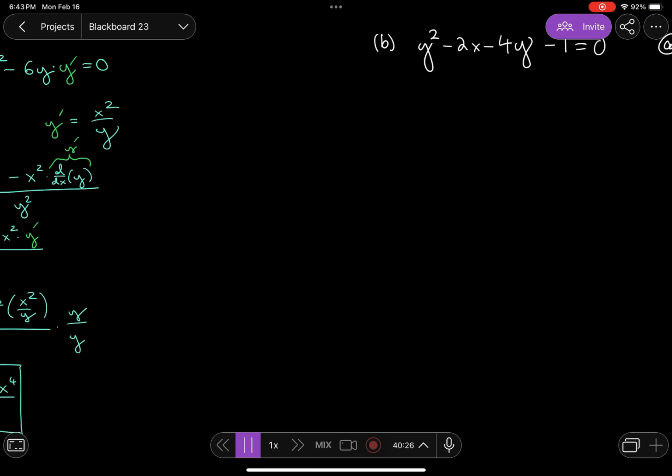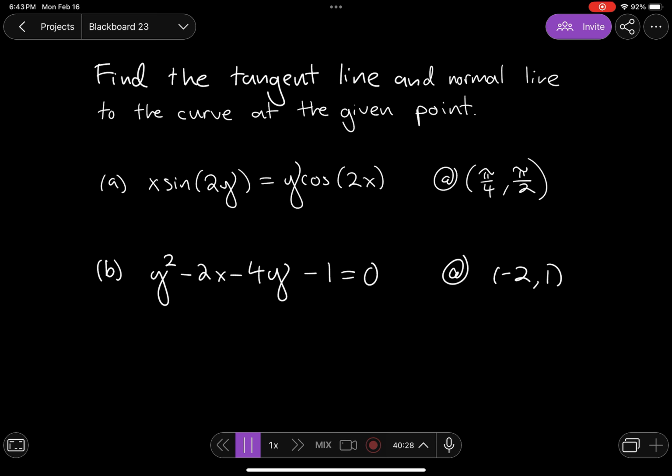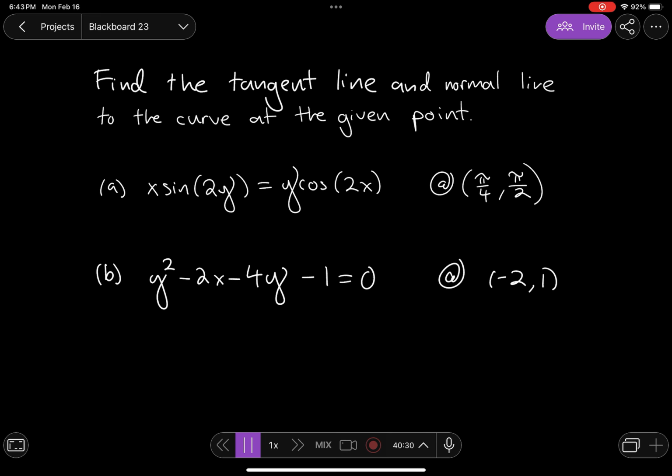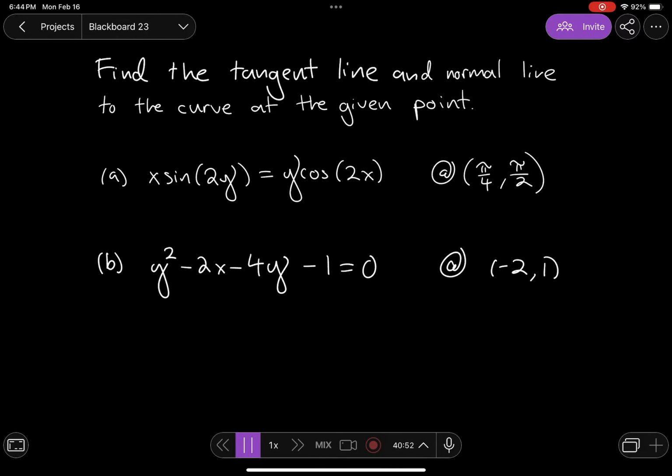So let's see. Find the tangent line and normal line to the curve at the given point. Okay, so this is not too bad. We just have to take the first derivative, because that green y prime that we always pick up represents our slope. If we want a tangent line and a normal line, all we need is a point, which we are given, and a slope, which we can find using implicit differentiation. So let's start with this first one.